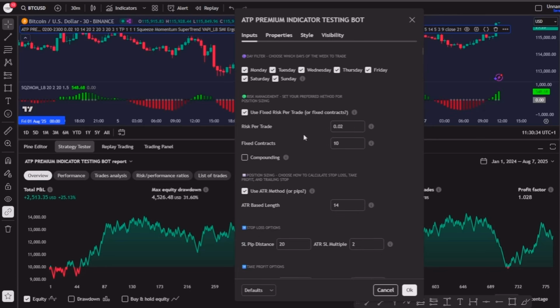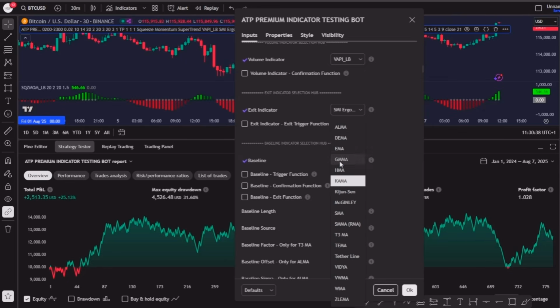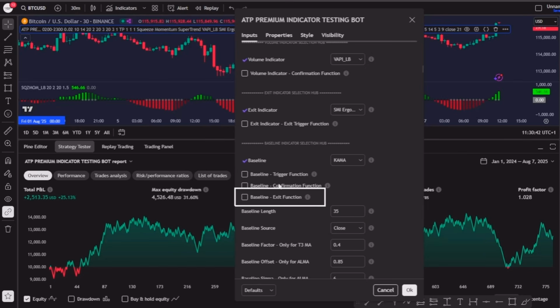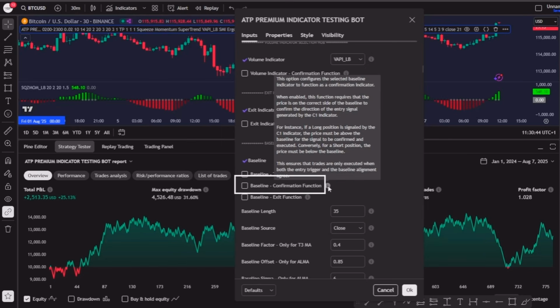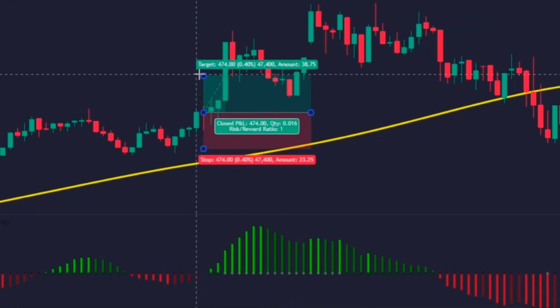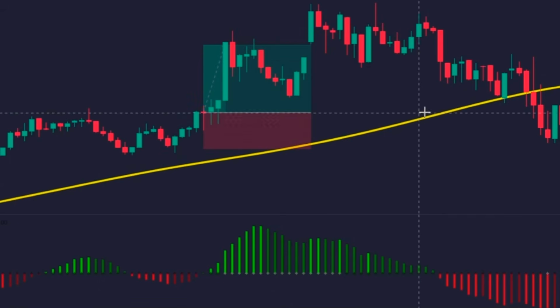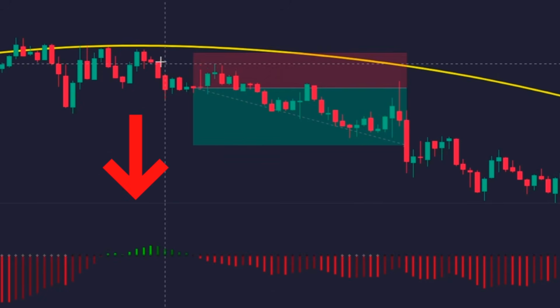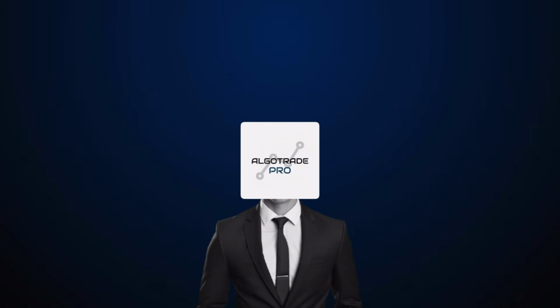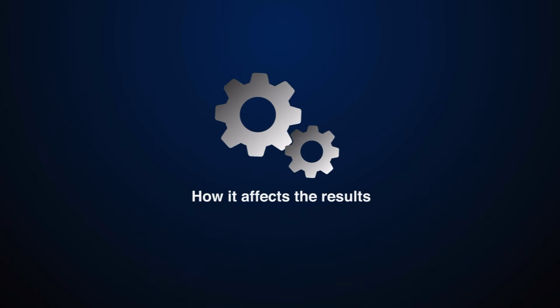Now, one of the most powerful features of the bot is that it lets you use moving averages in multiple ways, as triggers, exits, or in this case, as a confirmation or baseline. The baseline simply means we only take long trades when the price is above the moving average line, and only take short trades when the price is below. Let me show you exactly how that works and how it affects the results.